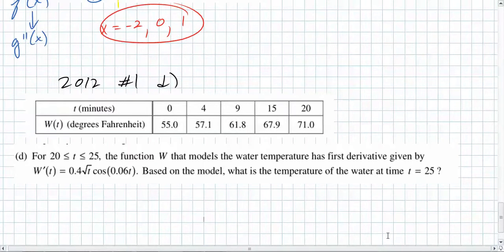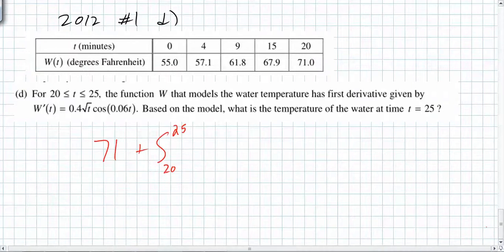It says the temperature at 20 is 71, right? So you know that at time equals 20, the temperature is 71. You want to figure out what the temperature is at 25. So you need to find the net change from 20 to 25. Overall, if it's gone up 5, the temperature is now 76. If it's gone down 5, the temperature would be 66. So how do you find the net change from 20 to 25? You do the integral of the rate of change, and the rate of change is w prime of t dt.